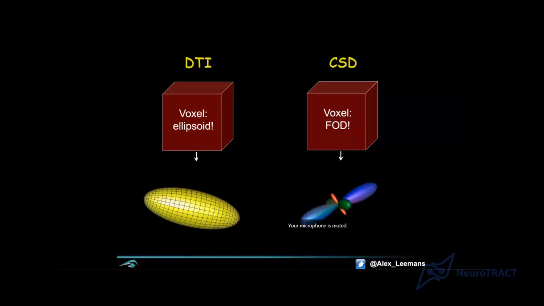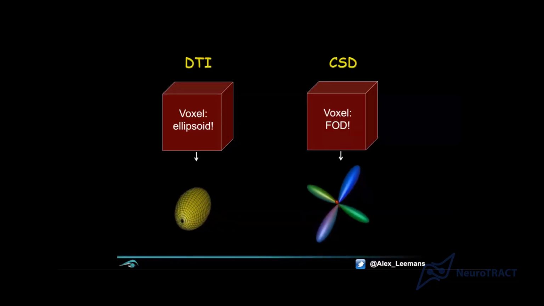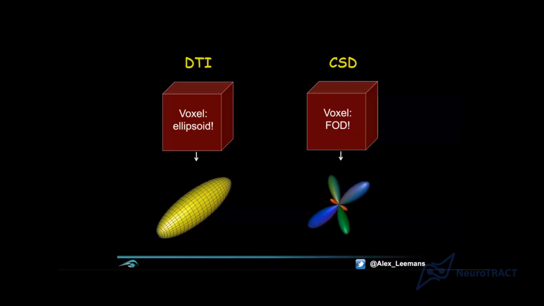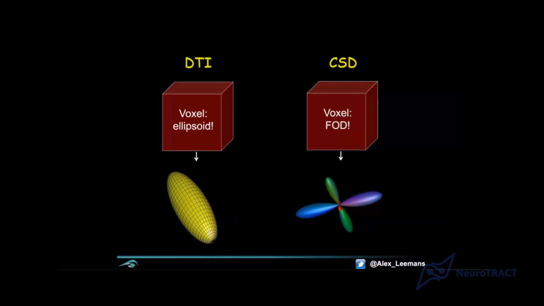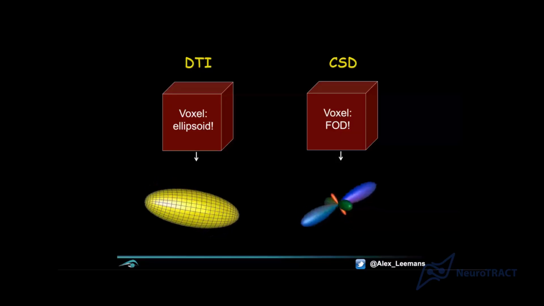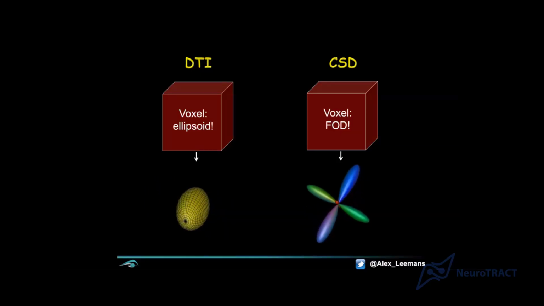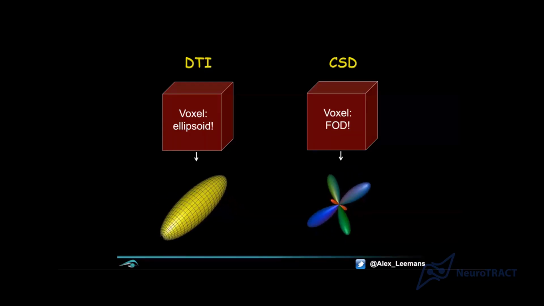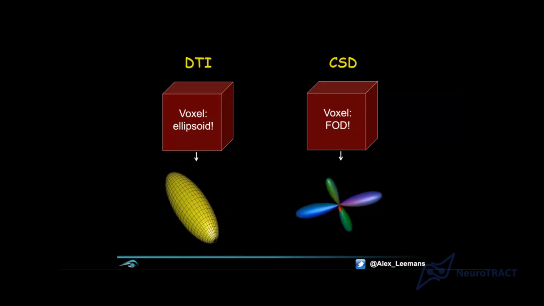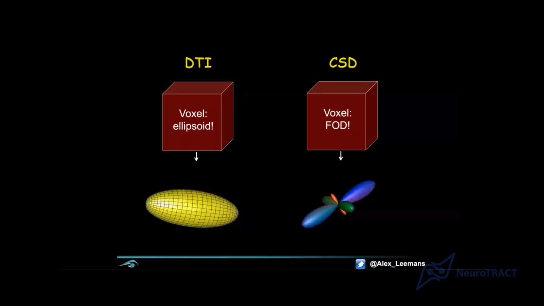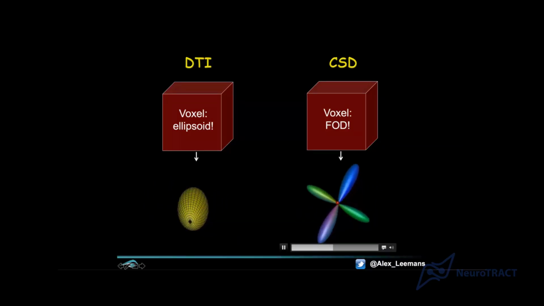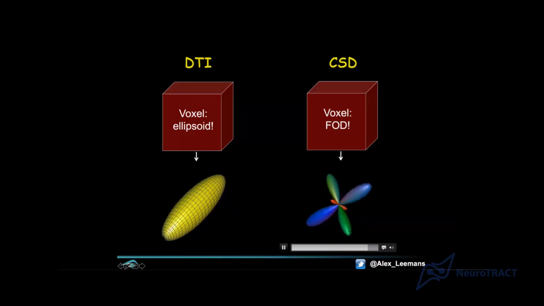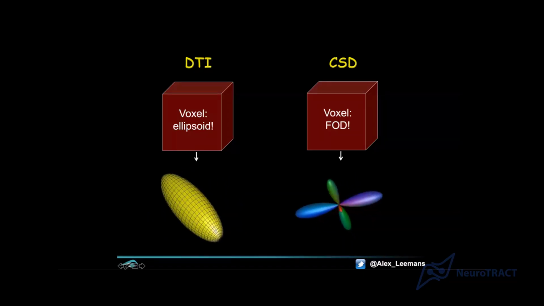So the take-home message here is that with this spherical deconvolution approach, and the one I'm presenting here is called constrained spherical deconvolution, or in short, CSD, you basically end up with a fiber orientation distribution function. It's a mouthful, also in short, FOD. So you end up with an FOD, which, as you can see here, consists of 3 peaks, right? You see these 3 peaks.